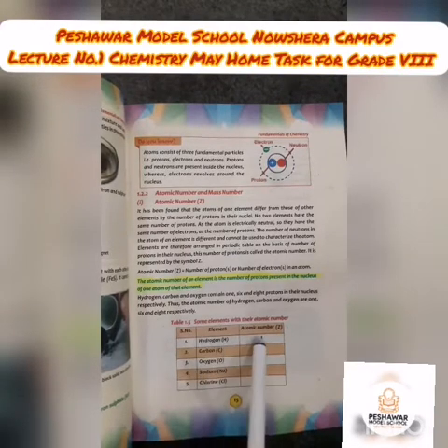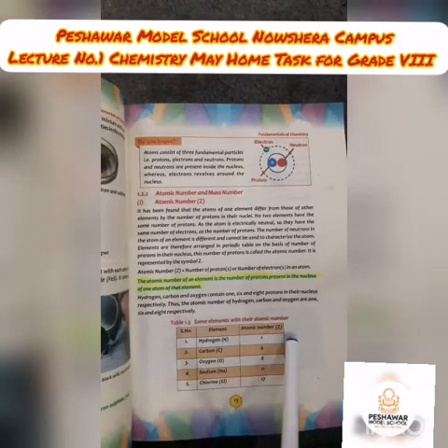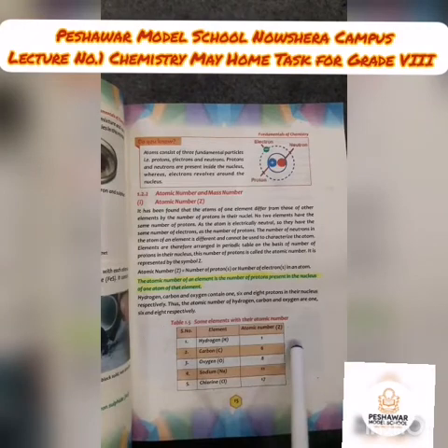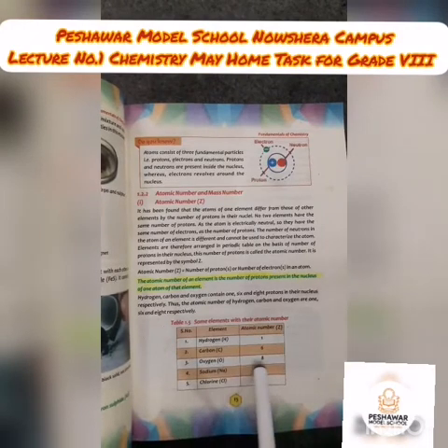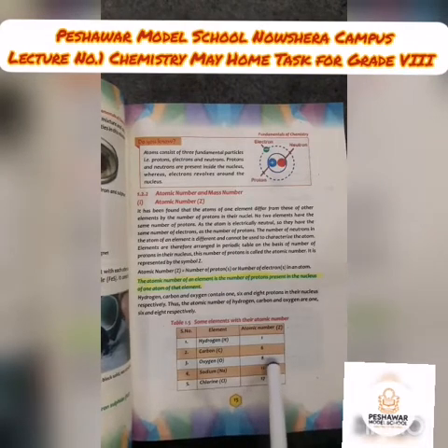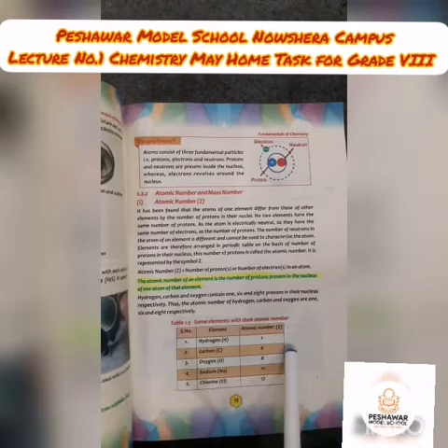Like hydrogen, atomic number is 1, it means that it has 1 proton. Carbon atomic number is 6, it means that it has 6 protons. Oxygen atomic number is 8, it means that it has 8 protons, and the number of protons is always equal to the number of electrons. It has 8 protons, it means it has 8 electrons.